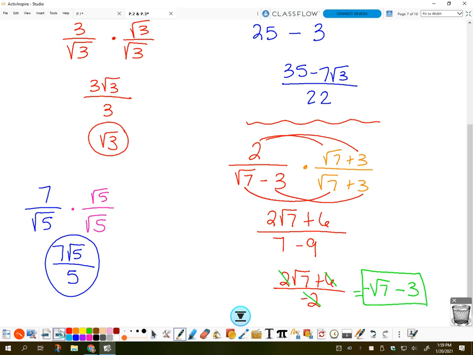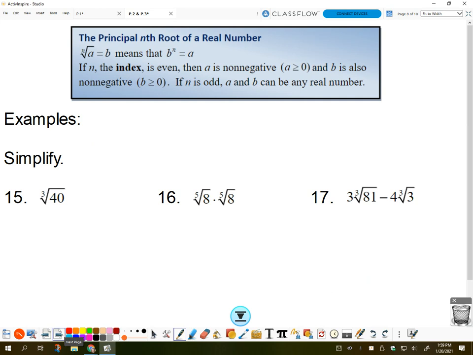All right, so next we have the principal nth root. So we've been talking about square roots up to this point. Now we're going to move on to taking other roots. So nth root just means any number can go there. So if I'm taking a cube root, it'll look like this. Or I could take a fourth root.